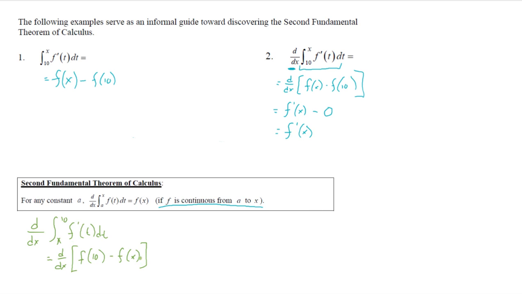We're just switching places really, and so what you might see at this point is that we haven't done anything except add a negative. But let's follow this through. If we take the derivative now, the derivative of f of 10 is a constant, so it gives us 0. We're subtracting. Now the derivative of f of x is f prime of x. That means our solution here is negative f prime of x. Okay, that's the second fundamental theorem of calculus.